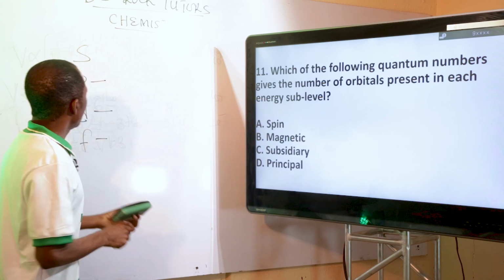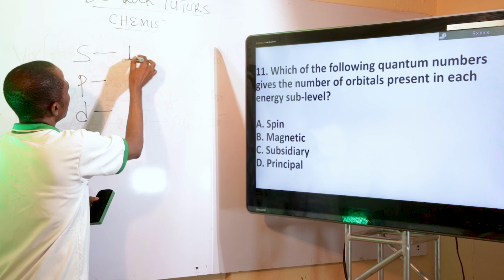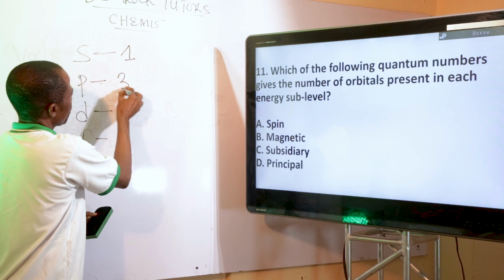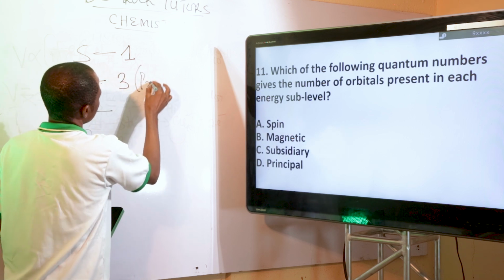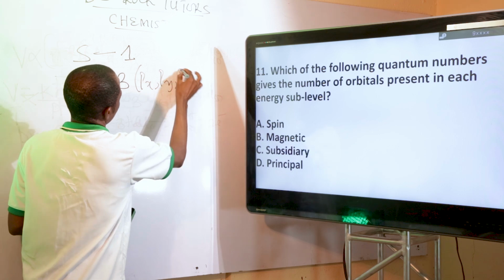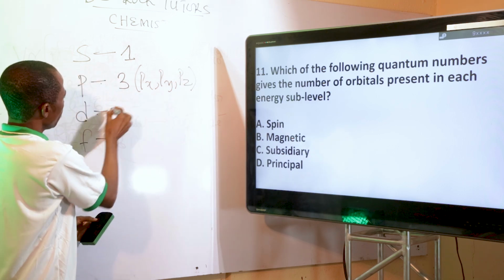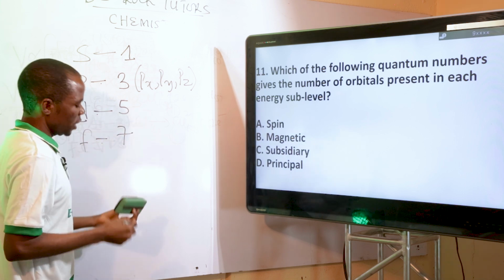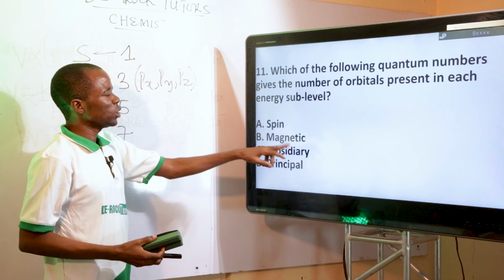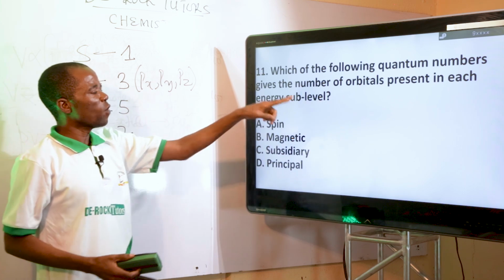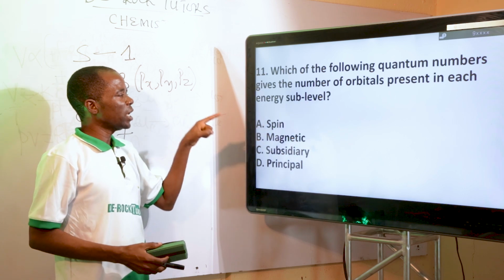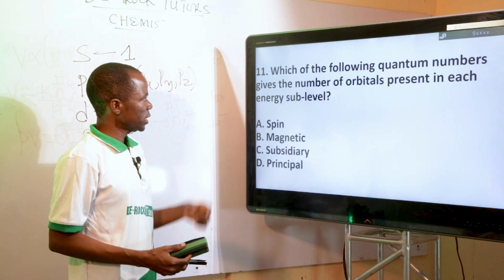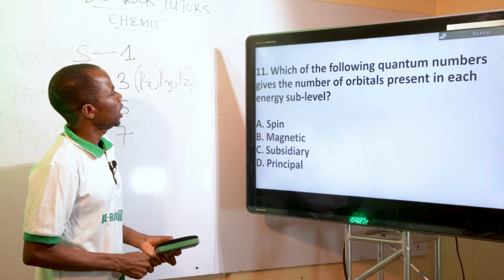So the quantum number that gives the number of orbitals present in each energy sub-level. Now in S, there is only 1 orbital present in the S sub-level. In the case of P, there are 3 because we have Px, Py, Pz. In the case of D orbital, there are 5 of them. In the case of F orbital, there are 7 of them. So it is the magnetic quantum number that gives the number of orbitals present in each energy sub-level. The correct answer for number 11 is definitely option B. Let's take a look at what number 12 has to say.